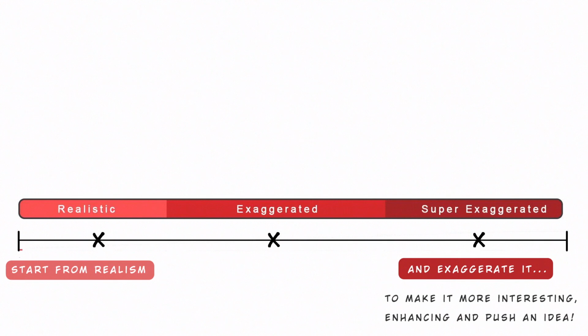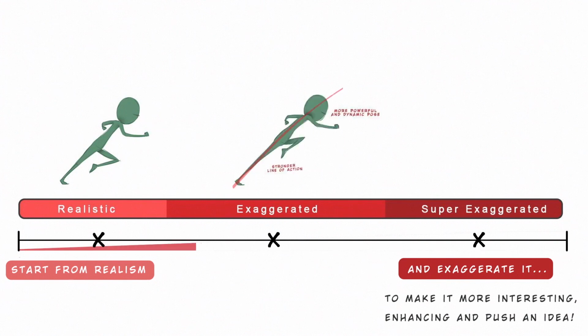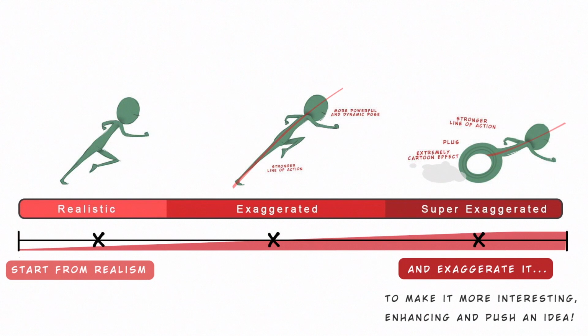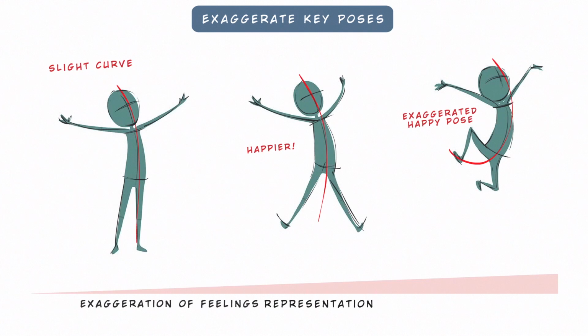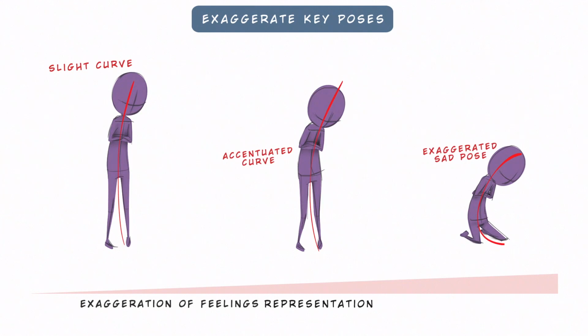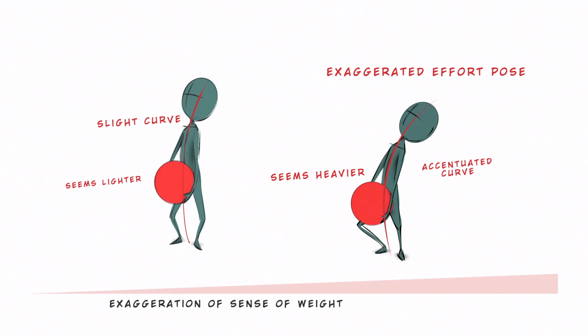Exaggerate doesn't mean to do something completely out of any physics principle and realism, but it means do something starting from realism and exaggerate it to make it more interesting, enhancing, and push an idea. It gradually increases depending on the level of cartoon style of your animation. Do it in key poses, pushing your poses to clearly show the mood, always based on the style you need. You have different solutions depending on how much realism you want.